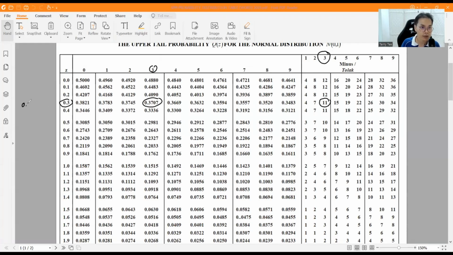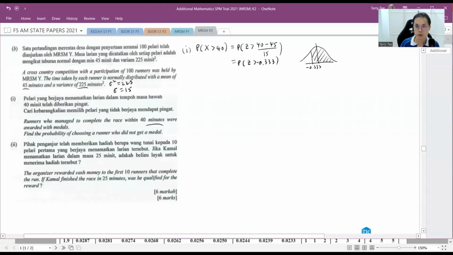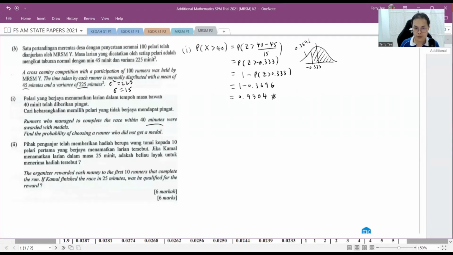So let's take 0.3707 minus 11. This should be 0.3696. Okay. All right. So this I have to do 0.3696, this area here, because I need to do 1 minus z more than 0.333, which is 0.3696. This will give us 0.9304.